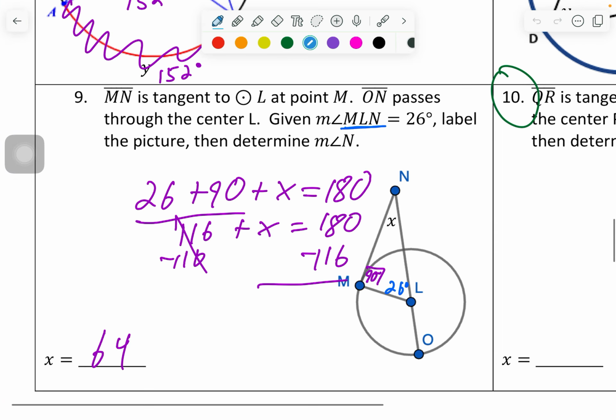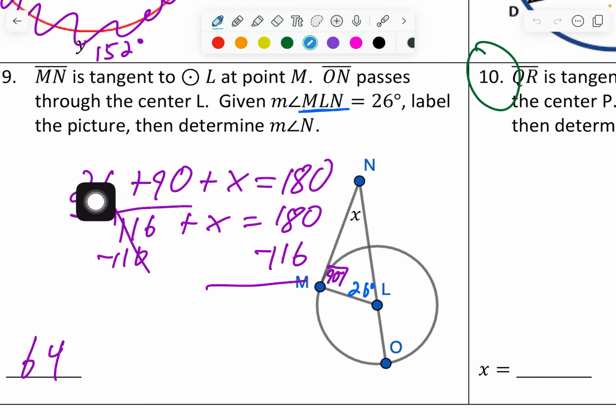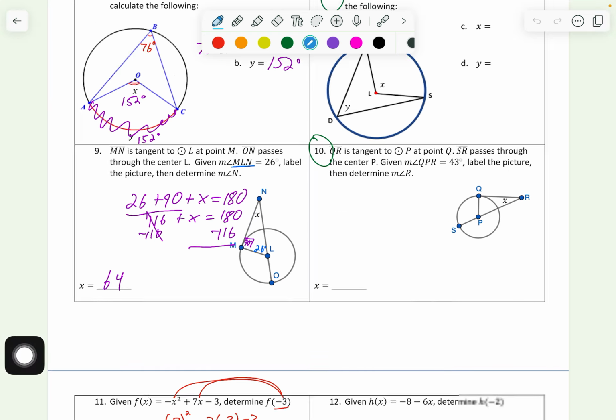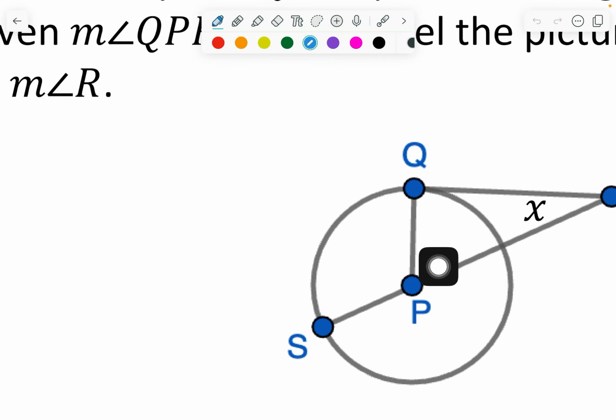And then number 9 was like number, I don't know, I can't remember, but it had this circle. I think it was like number 5 or 6. But I gave you a number inside the triangle, and then it had X. You had to remember that this corner was 90, okay? So then you can add them all up. 26 plus 90 plus X equals 100. And then you combine like terms and solve from there, okay? So 10 is exactly like that. 43 goes at P right here, this little guy.